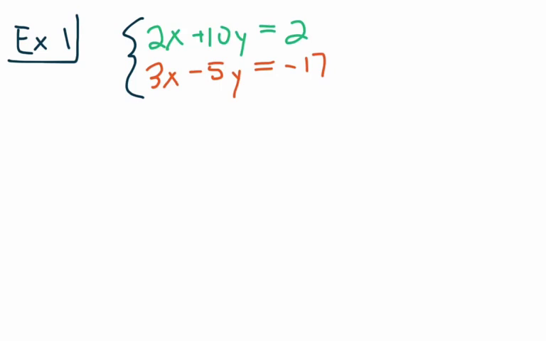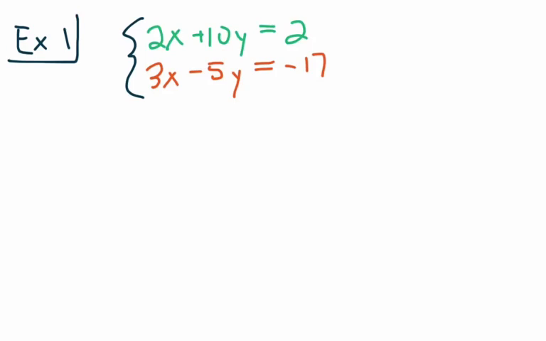For our first example, we have the system including 2x plus 10y equals 2, and then 3x minus 5y equals negative 17. Two conditions that we're looking for when we're solving a system using elimination. First, we're looking to see if both equations are set up in the same order or have the same kind of layout for each equation. So we see here, we have our x terms first, then our y terms, then our equal signs, and then our constant terms. So both equations are set up the same way.